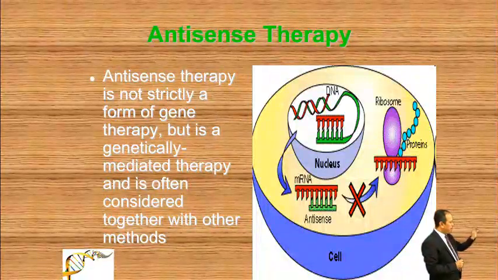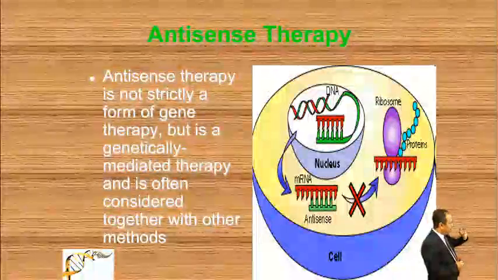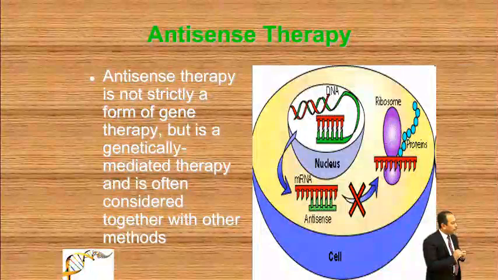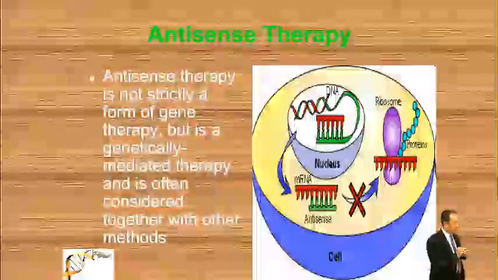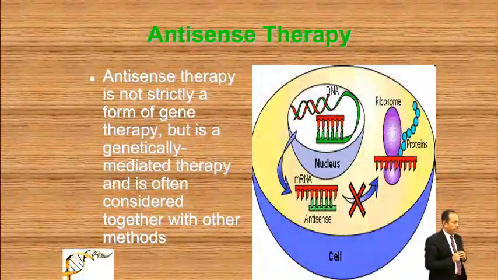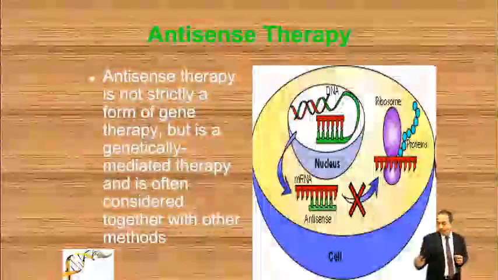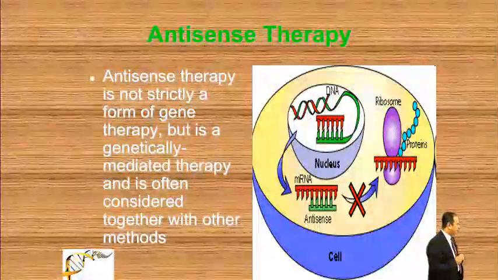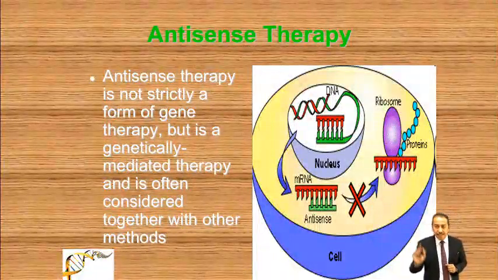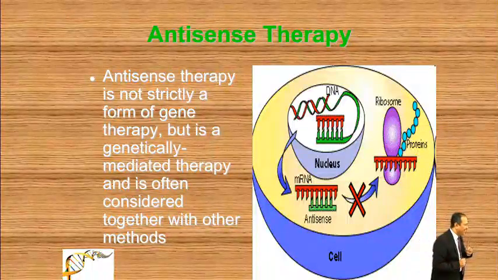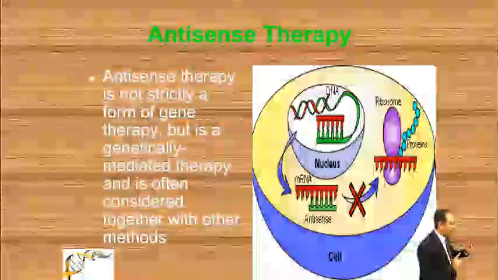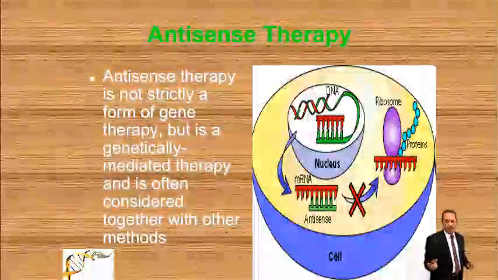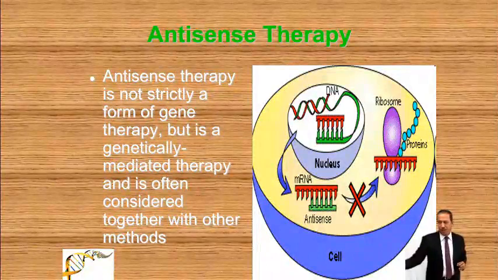Therapeutic sequences will bind to the antisense here, will bind to the codon with the sequences on the tRNA and prevent mRNA from going to the ribosome to synthesize the protein. Antisense therapy is not strictly a form of gene therapy. It's not a form of gene therapy, but it's genetically mediated therapy and is often considered together with other methods.